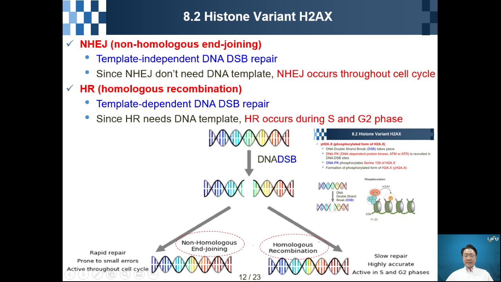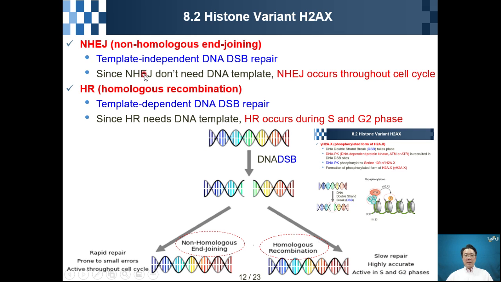And also there is another, the homologous recombination. Homologous recombination means template-dependent DNA DSB repair. For example, NHEJ we call a rapid repair, and HR we call a slow repair. Because NHEJ is a rapid repair, there will be some small errors. However, homologous recombination takes time, but it is highly accurate.